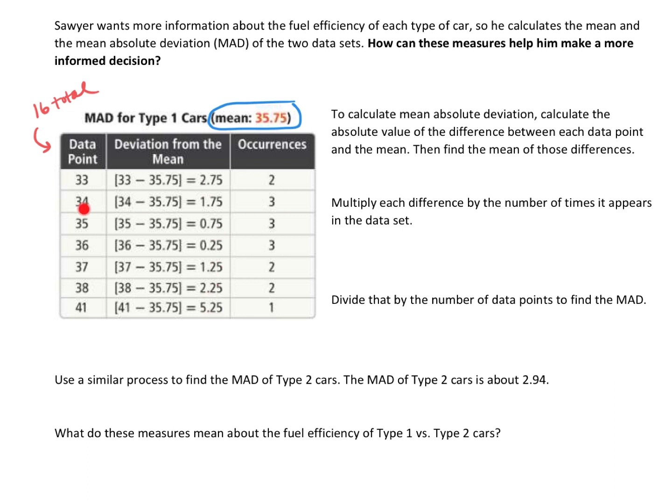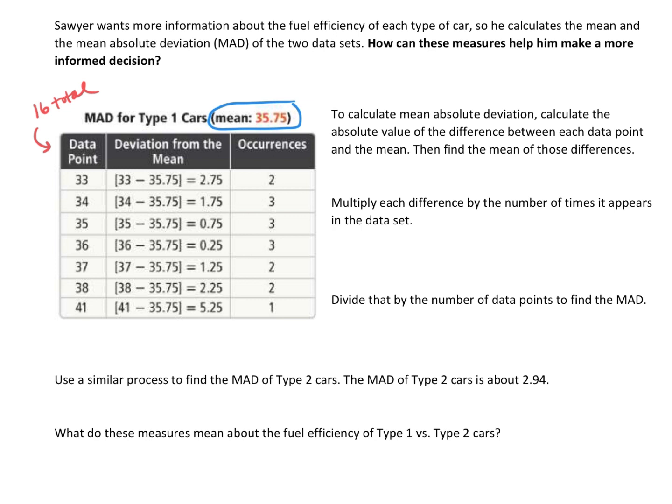Then how far away is 34 from the mean? So we subtract it, positive 1.75. How far away is 35 from the mean? Subtract it from the mean, or 35 minus the mean gets us 0.75. So that's all we're doing, we're taking each data point, we're subtracting the mean from it, and that tells us how far away each one is from the mean.